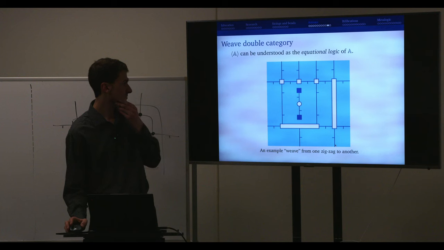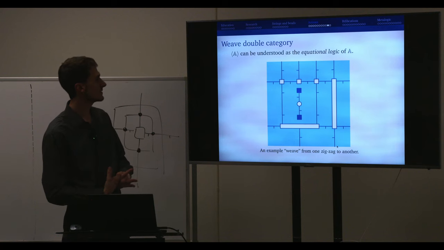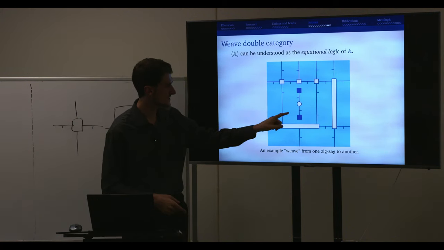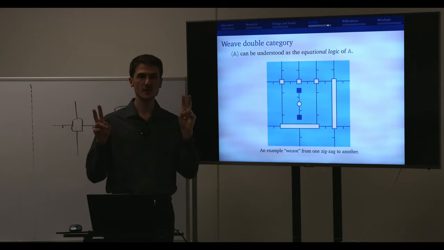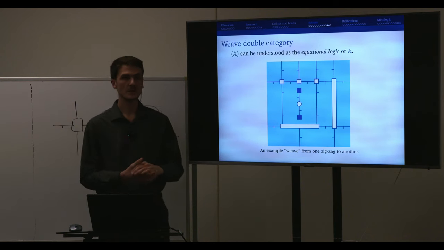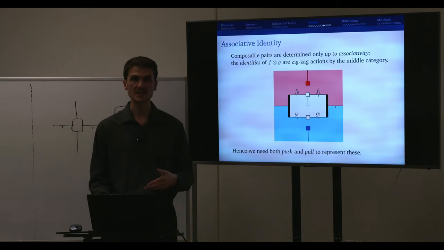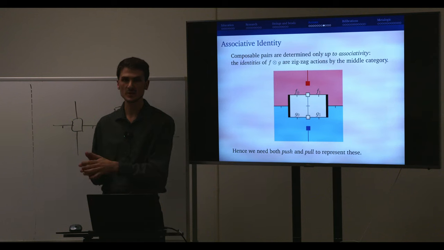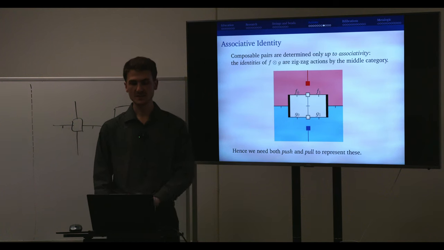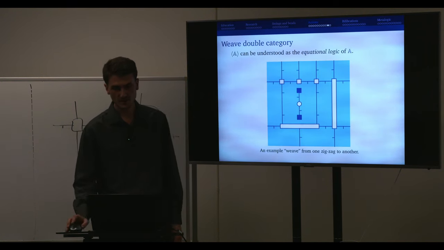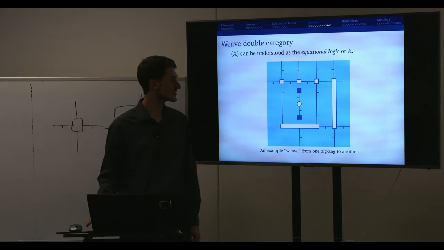So this is an example weave from the top zigzag to the bottom zigzag. And these are surprisingly complicated, and I haven't yet found a normal form for them, but it probably exists. There's only a couple complexities that are given by this kind of phenomenon. But I would argue that this double category is the equational logic of a category, because these associativity zigzags cannot be expressed. You might look at an arrow double category and think, oh, all equations of A could be expressed there, but actually these zigzags cannot be expressed. And so this union where arrows point both directions, I would argue, is the equational logic of a category.